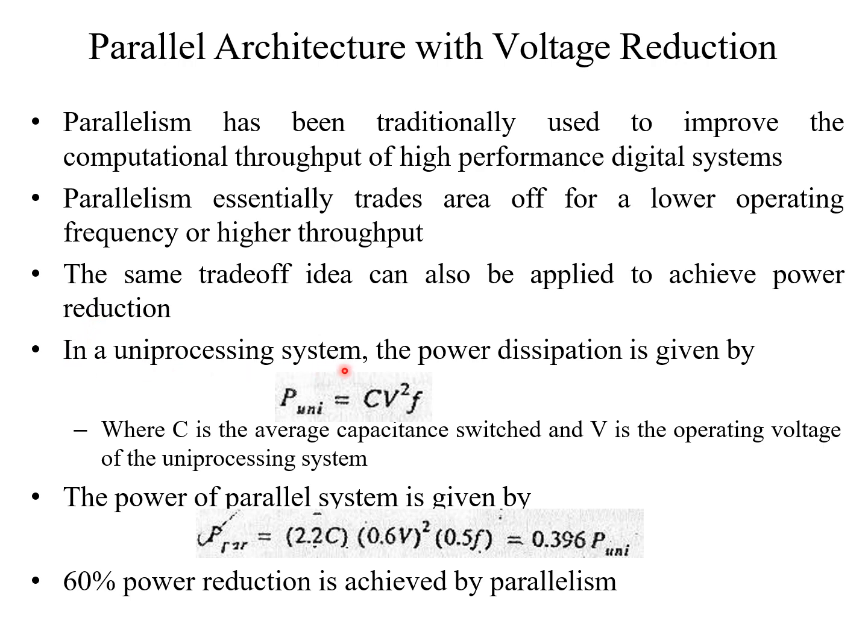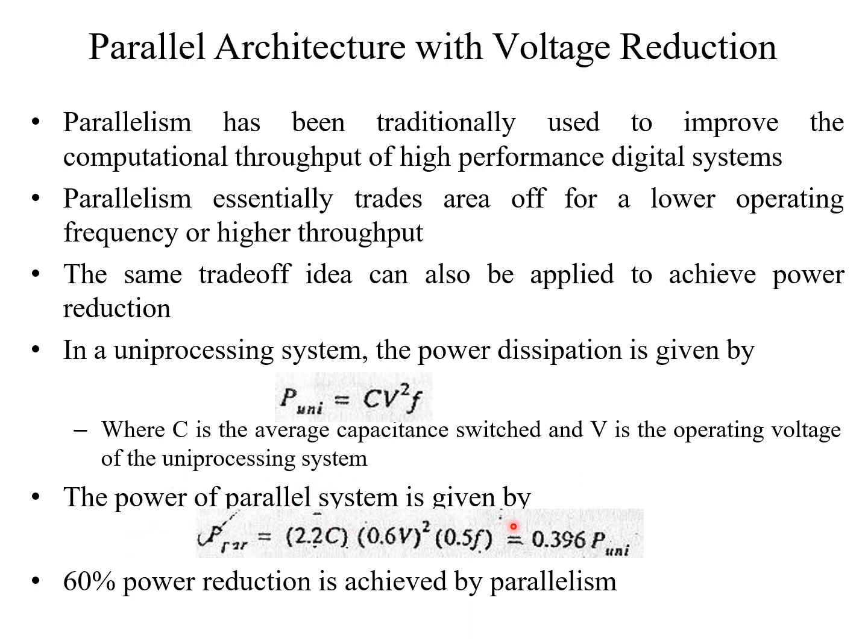In a uniprocessing system, the power dissipation formula is this. It has a single processor, with capacitance, supply voltage and frequency. So this is the dynamic power relationship. C is the average capacitance, and V is the operating voltage for the uniprocessing system.